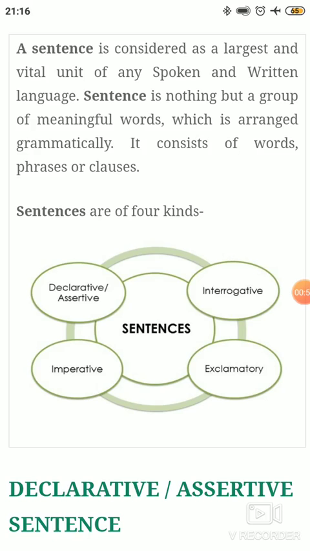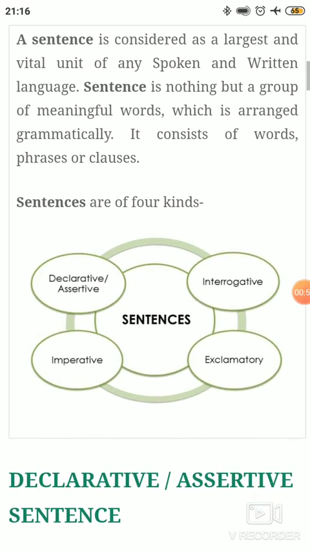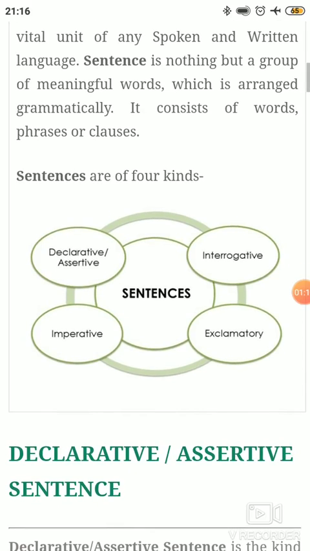Let's see the proper written definition here. A sentence is considered as the largest and a vital unit of any spoken and written language. A sentence is nothing but a group of meaningful words which is arranged grammatically. It consists of words, phrases or clauses.